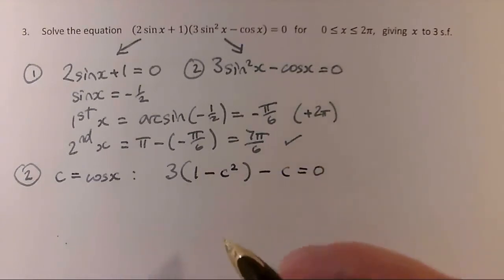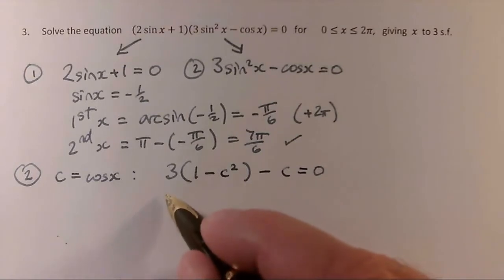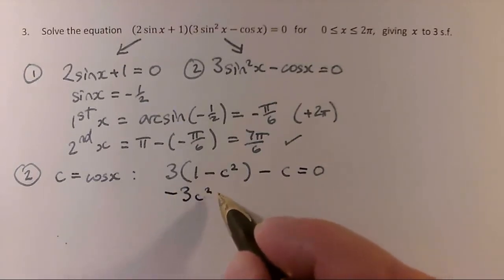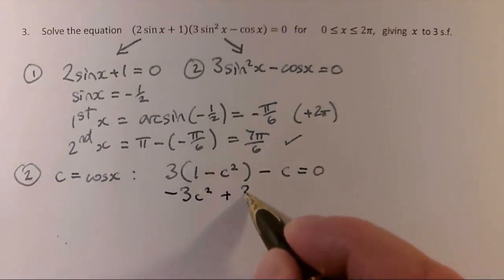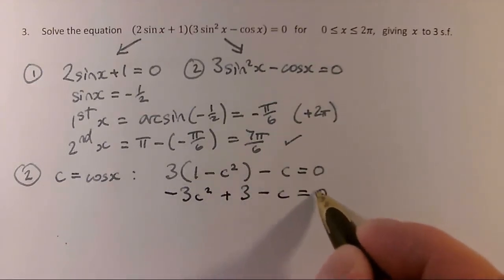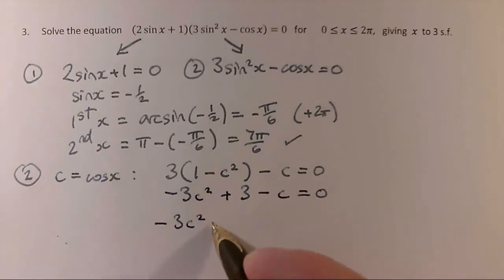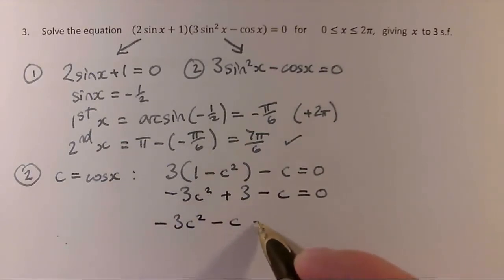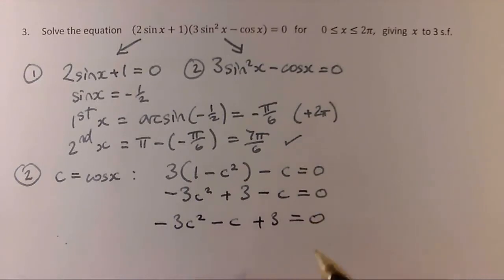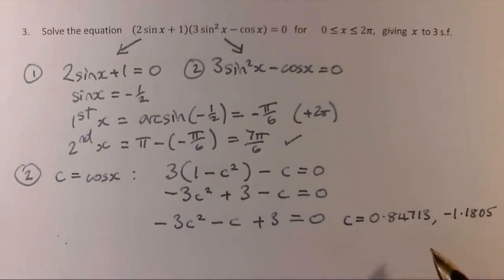And this is now looking very much like a quadratic equation. Multiply it out. Okay, I'm going to get minus 3c squared plus 3 minus c equals 0. So minus 3c squared minus c plus 3 equals 0. You could have got 0 on the other side if you didn't like those minus signs. This is not a particularly nice quadratic equation. It's going to have some horrible decimal solutions. You can record them in the exact surd form. I've chosen to give them as decimals.